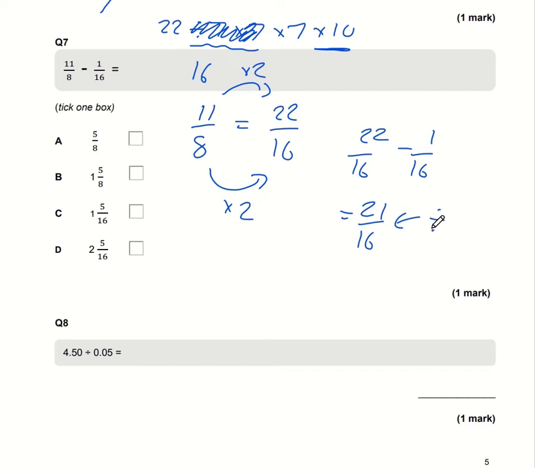The line in a fraction means divide. What is 21 divided by 16? Well, how many 16s go into 21? Well, it goes once with a remainder of 5, so that is 1 and 5 sixteenths, which is answer C.